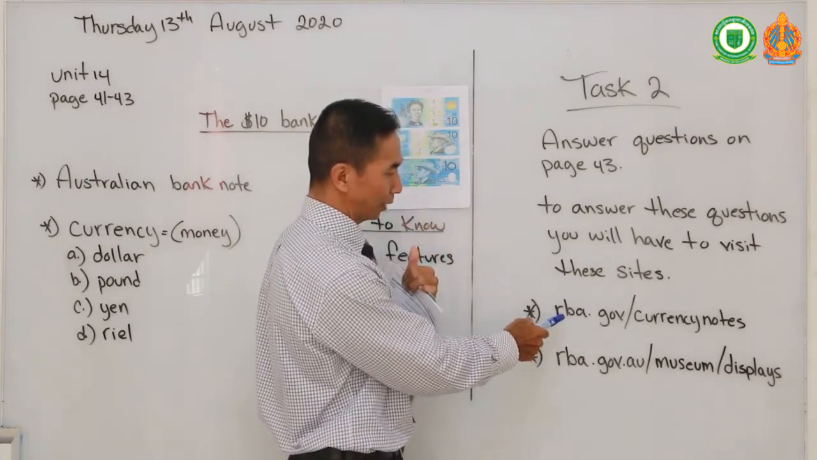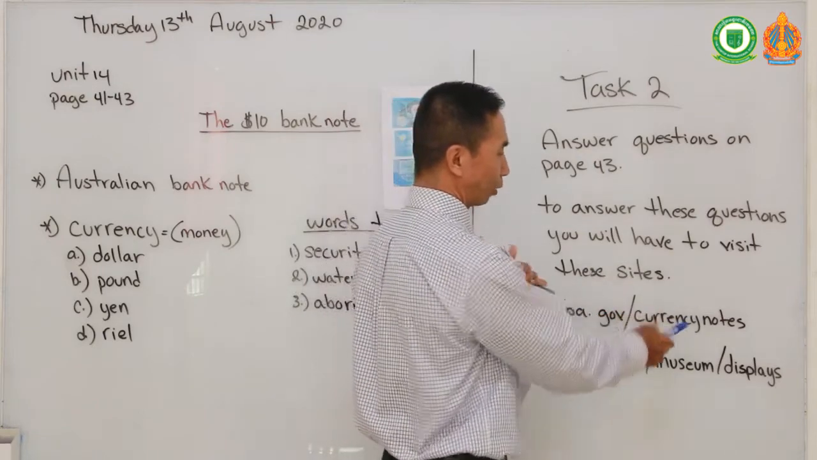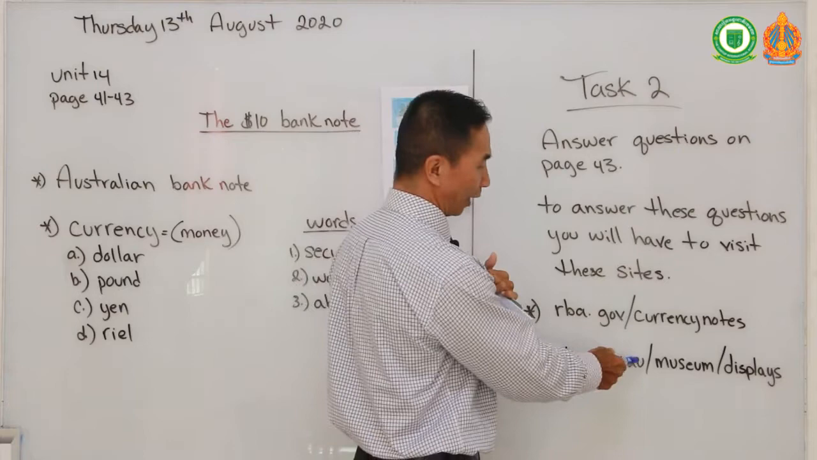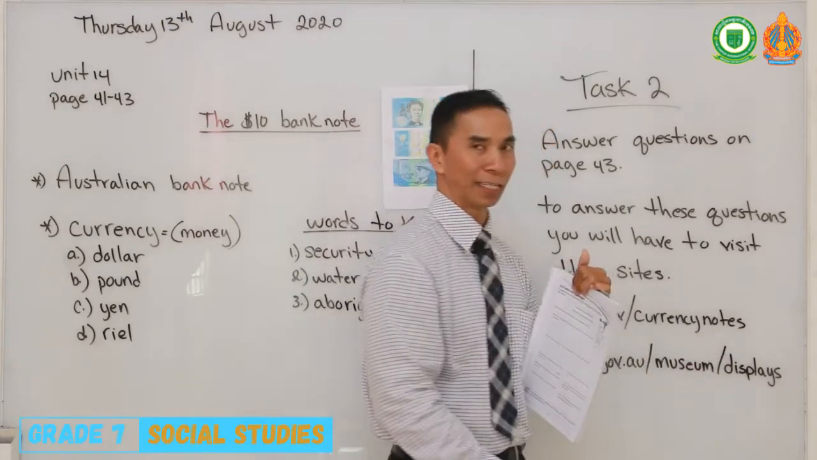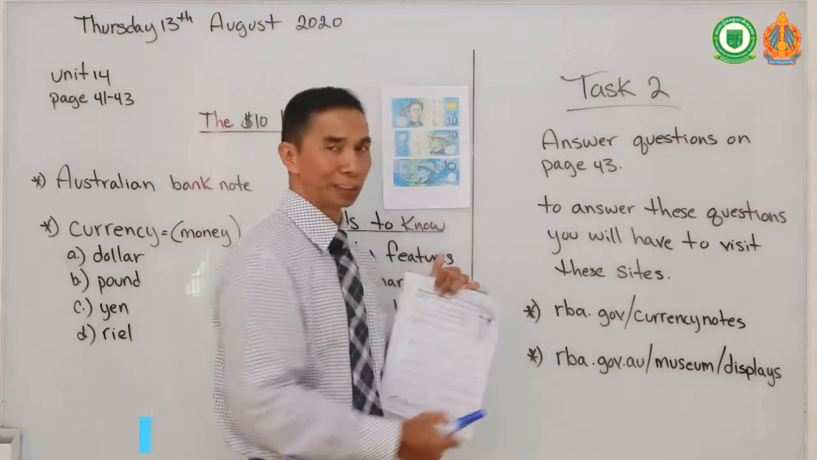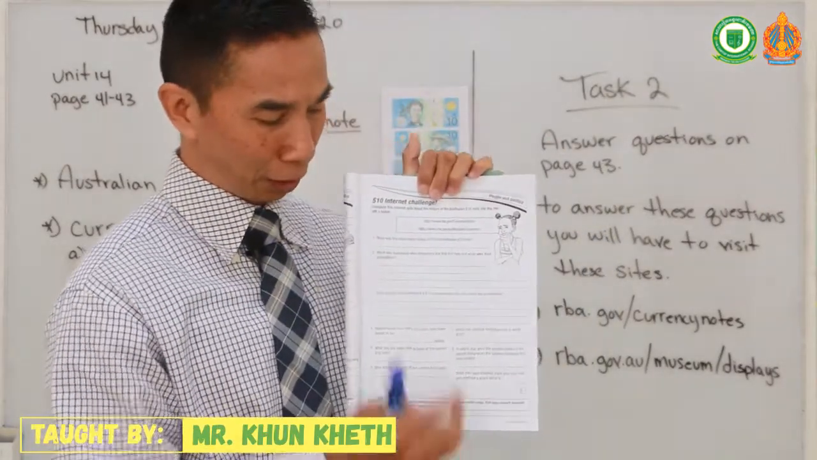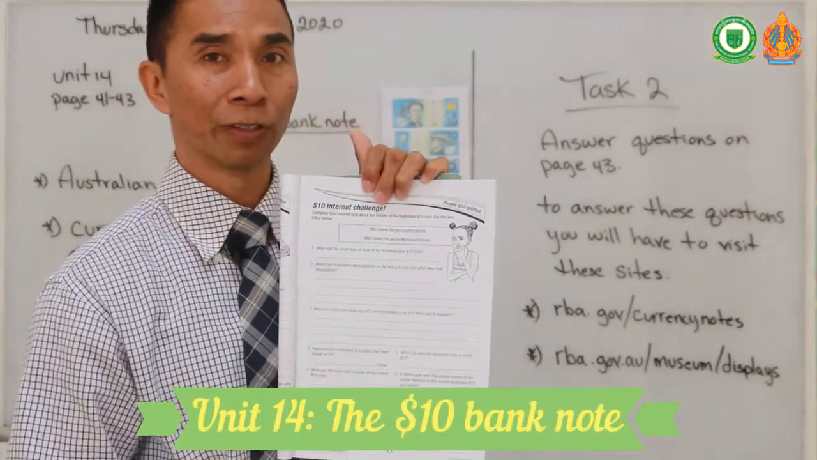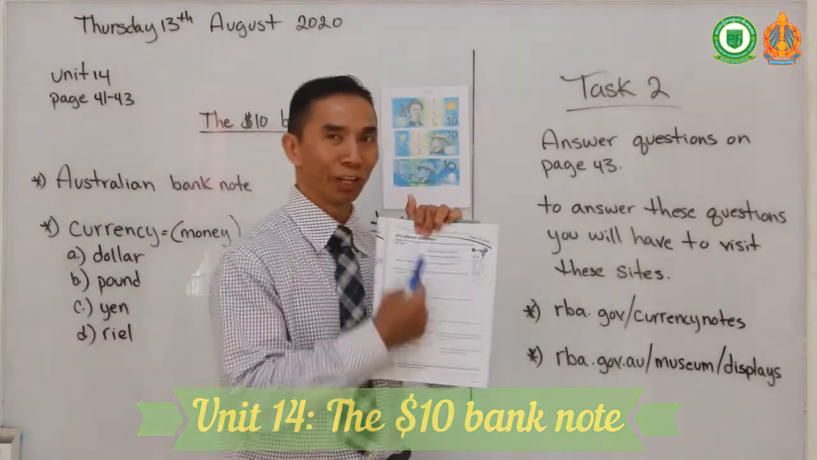The first one is rba.gov/currency notes. The second one is rba.gov.au/museum/display. So you can visit these two sites and they will help you with your answers on page 43. It also has the sites on top of your book. Okay, so you will have to do some research in answering all these questions.